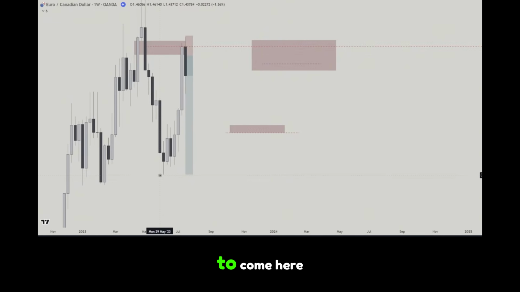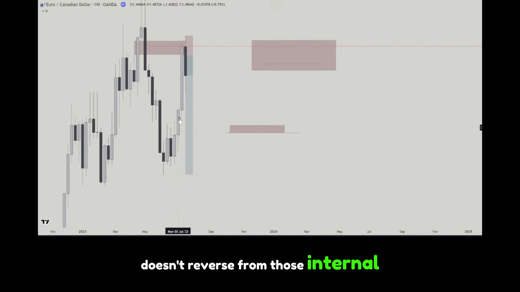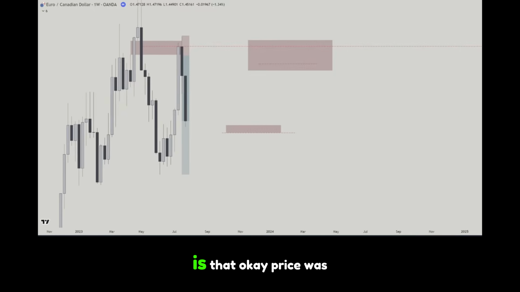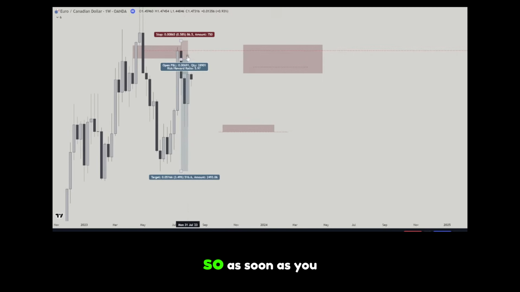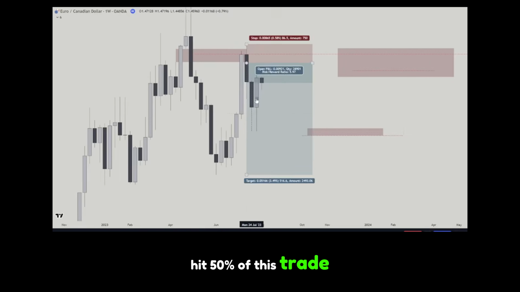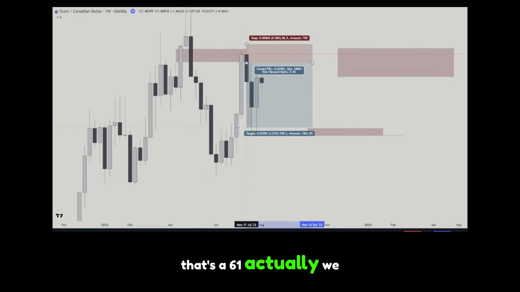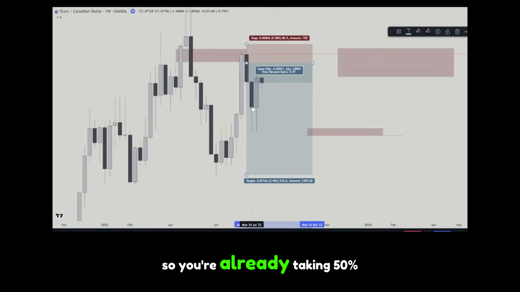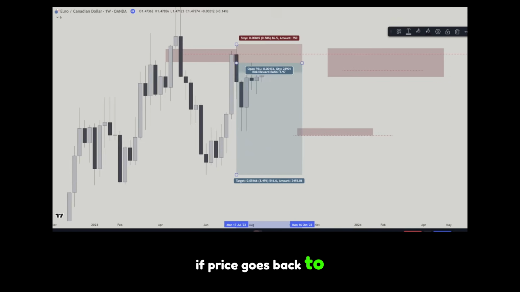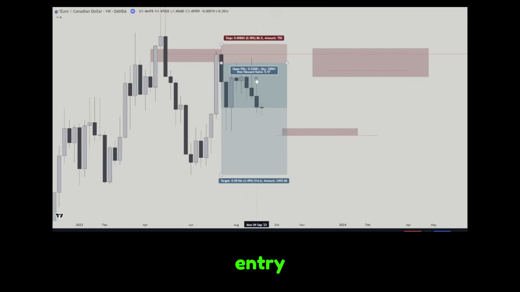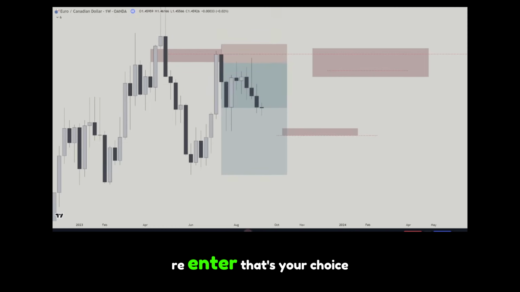I could look for price to come here, but I'll make sure that price doesn't reverse from those internal fair value gaps, right? So playing the price action here, what I want to see is that, okay, price was going lower. So as soon as you hit 50% of this trade, and as you can see, from here to here, that's 6 to 1. Actually, we already hit 3 to 1. So you're already taking 50% partials as well as going break even. If price goes back to your entry again, which almost does, right? And yeah, it goes to your entry. So you're out. You could re-enter, that's your choice.